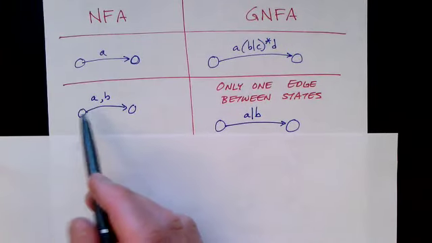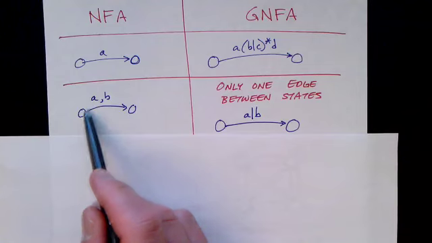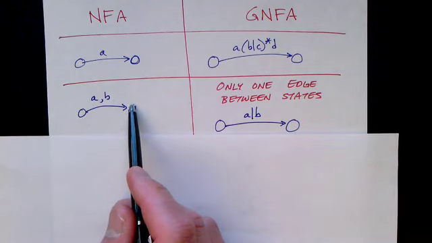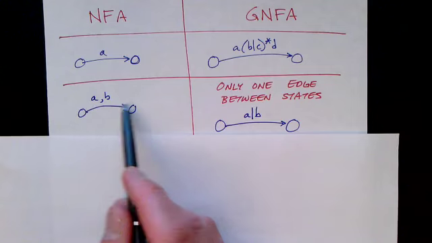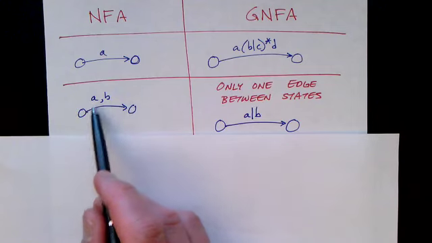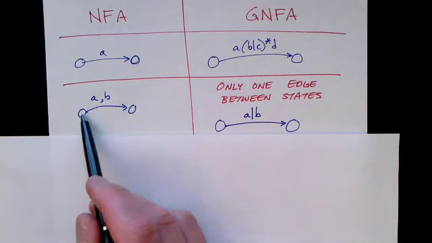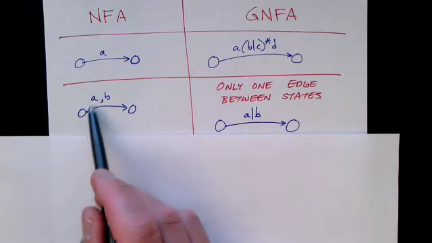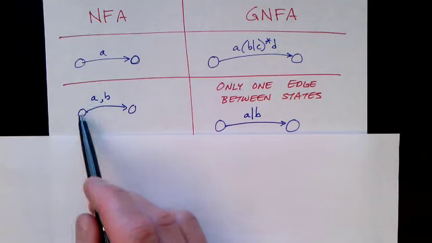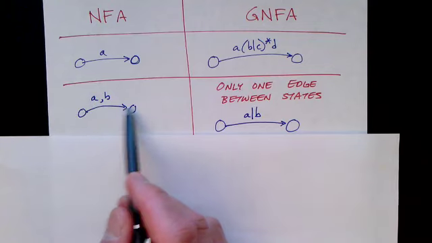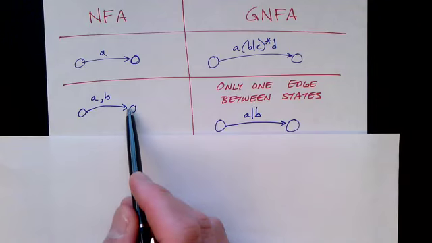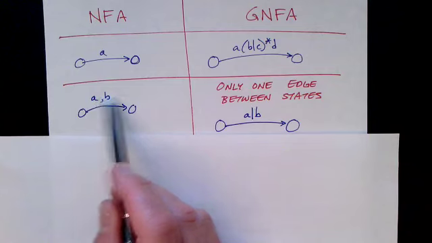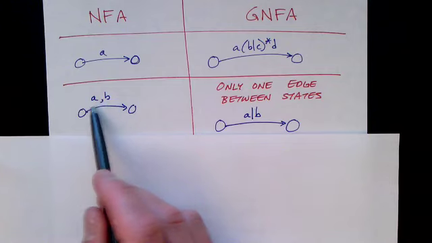Also, in our non-deterministic finite state machines, we can have multiple edges between one state and another state. Oftentimes we just draw a comma to show that there are several edges, and this is really shorthand notation, but it means there's an edge labeled A, and in addition there's another edge labeled B. So this comma represents two separate edges here.